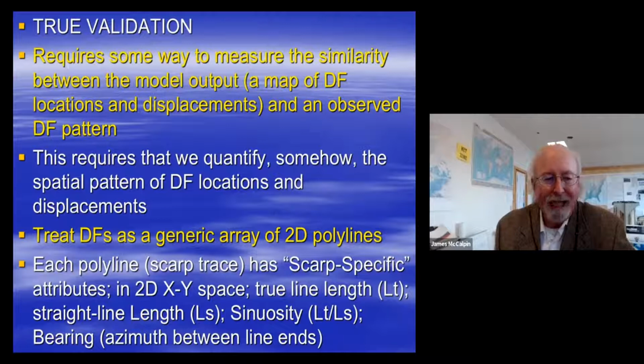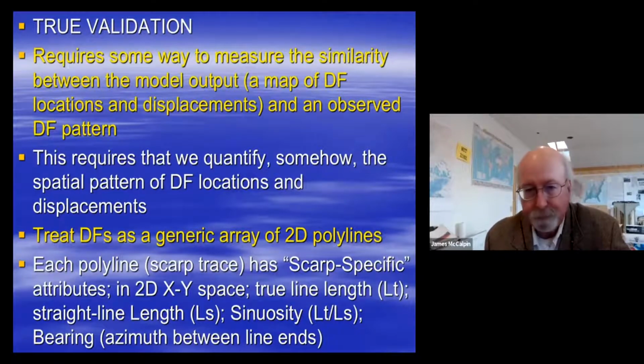So I decided to treat distributed faults as a generic array of two-dimensional polylines. And they could be anything. They don't have to be faults. In DF, each polyline, which is a scarp trace, has some scarp-specific attributes. In the 2D XY space, the true line length is an attribute, the straight line length is an attribute, the sinuosity of each scarp is an attribute, and its bearing is an attribute.